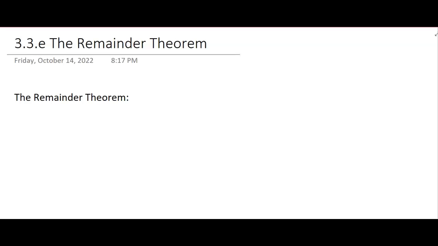Okay, so it turns out that synthetic division is really useful for a bunch of work that we can do in this chapter. One of the things we can use it for is what's called the remainder theorem. So remember the division algorithm? It says f of x is equal to the divisor times the quotient plus the remainder of x.